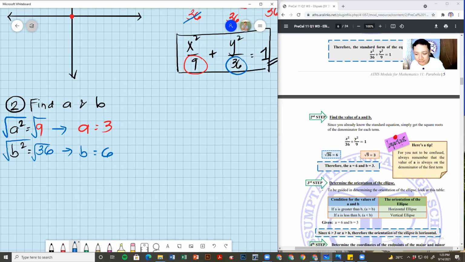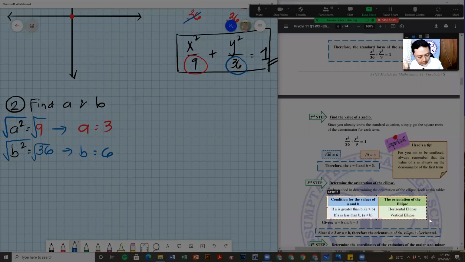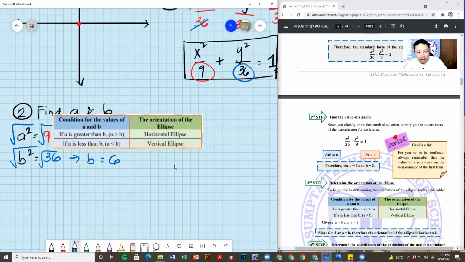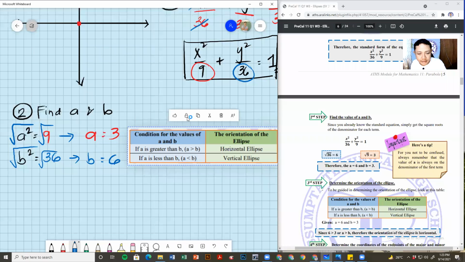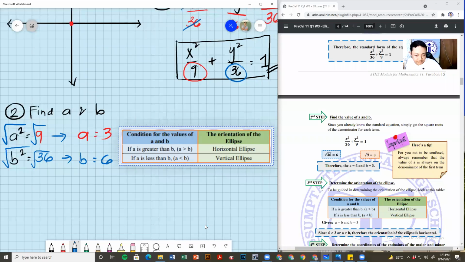Now take note of this condition. There are some things that you need to consider regarding the values of your A and B. If A is greater than B, it's a horizontal ellipse, meaning your ellipse is lying down. But if A is less than B, meaning B is greater than A, then it's a vertical ellipse.